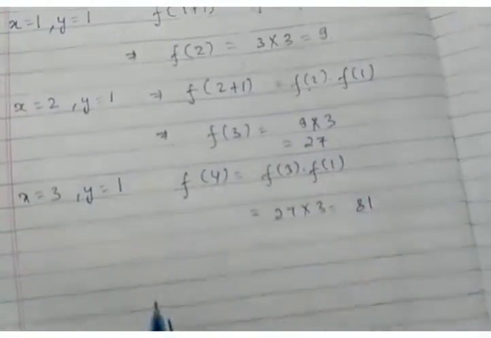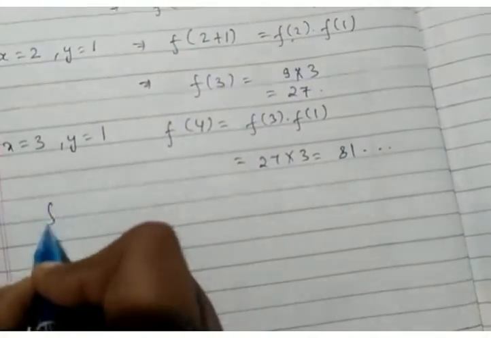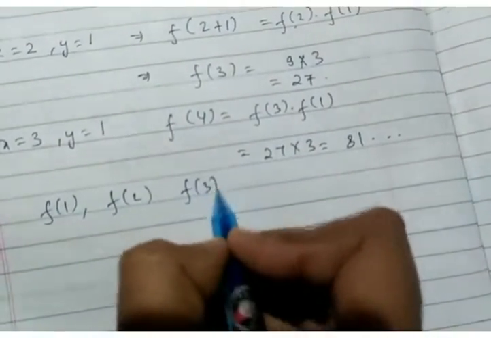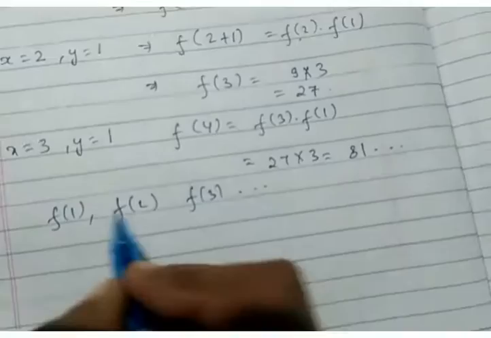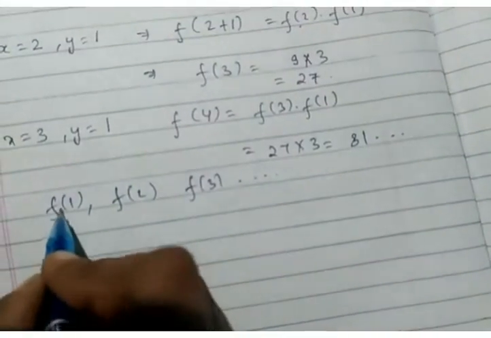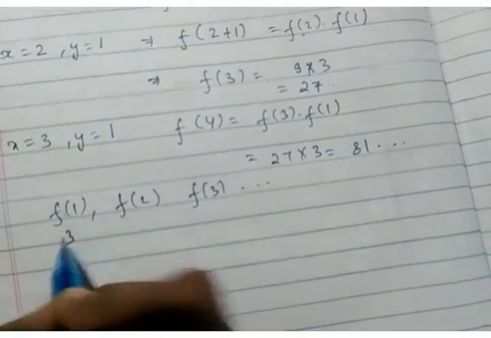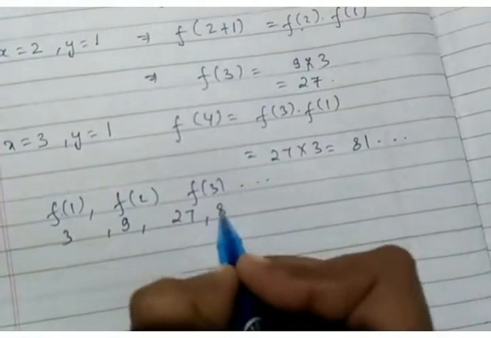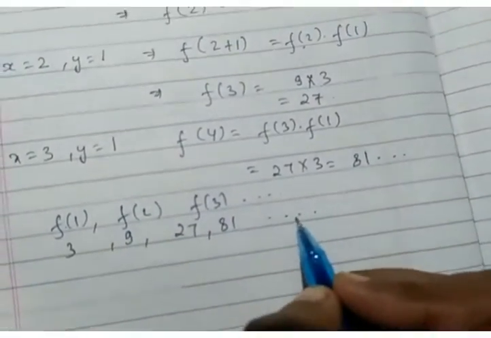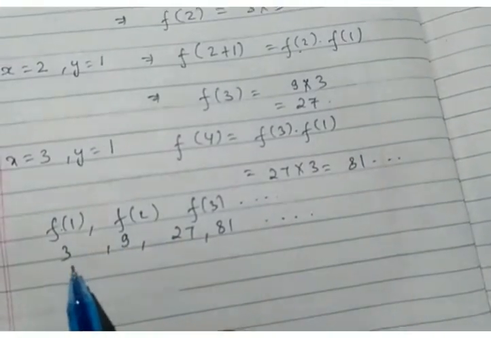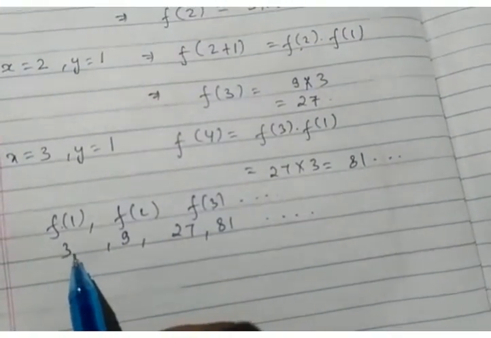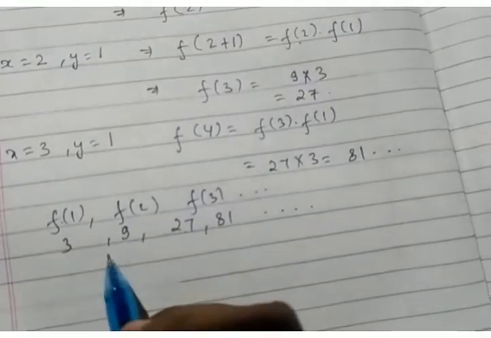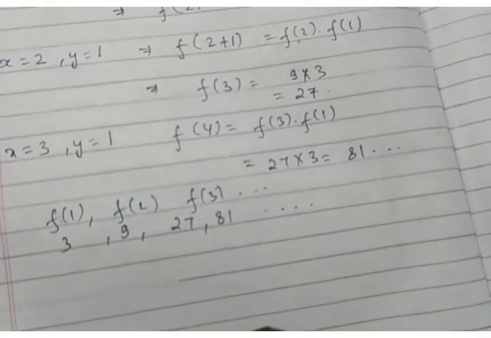So if we take the series as f1, f2, f3 and so on, then this can be written as: the value of f1 is 3, this is 9, this is 27, this is 81 and so on. So after putting the values we have got a series whose respective terms are 3, 9, 27, 81 and so on, and clearly the series is a GP.